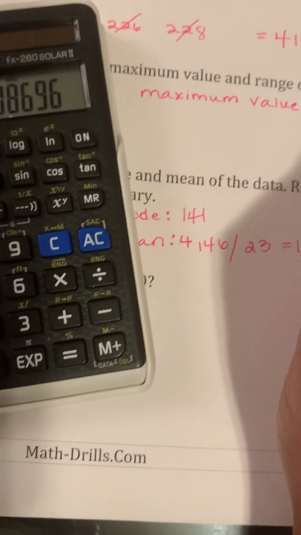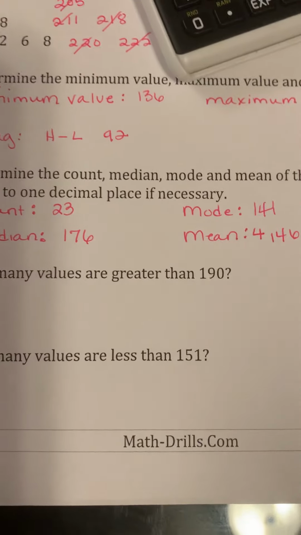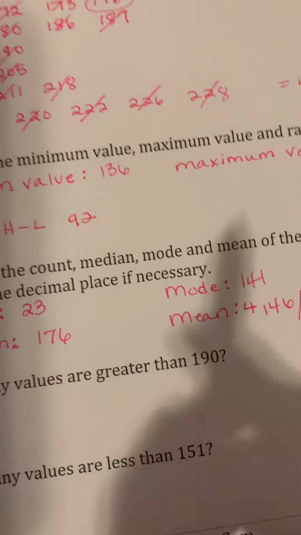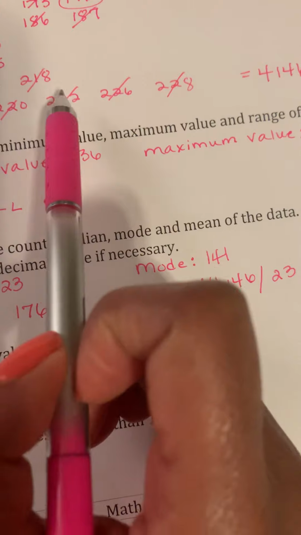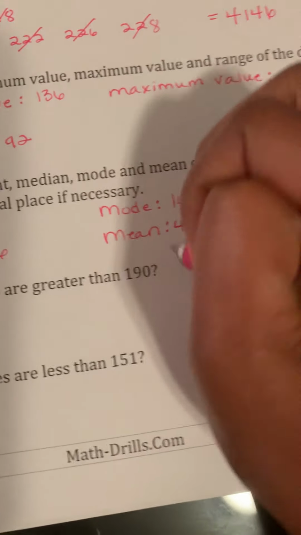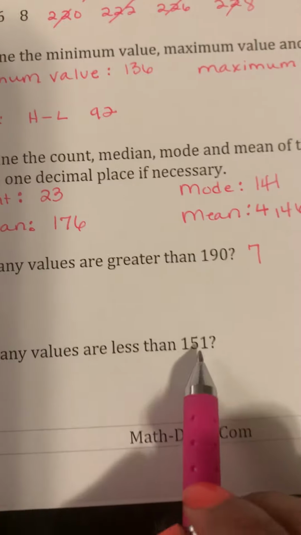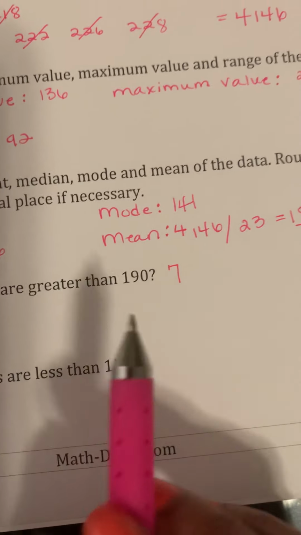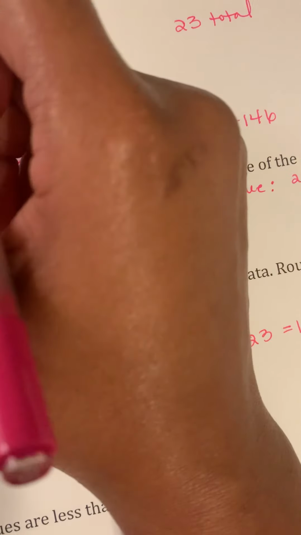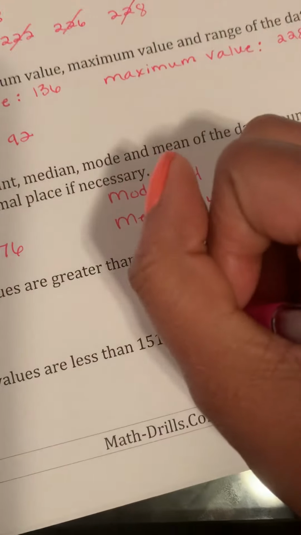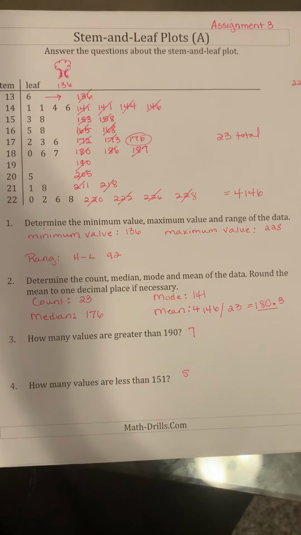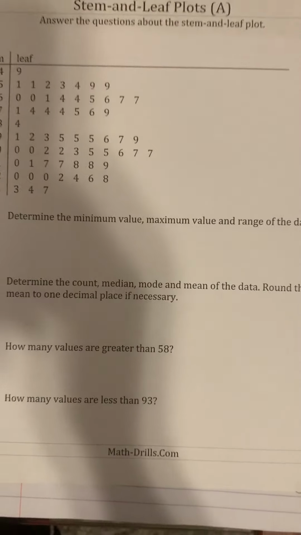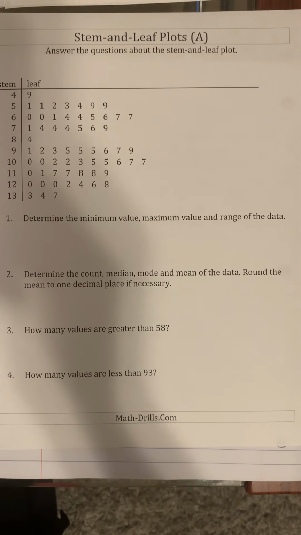To 180.3. How many values are greater than 190? Greater than, not 190. So I have 1, 2, 3, 4, 5, 6, 7. So you're going to count that. How many values are less than 151? Less than 151. So that's 1, 2, 3, 4, and 5. Hopefully you got an understanding about your stem and leaf plot. And I want you to do the next stem and leaf plot and give me the answers.